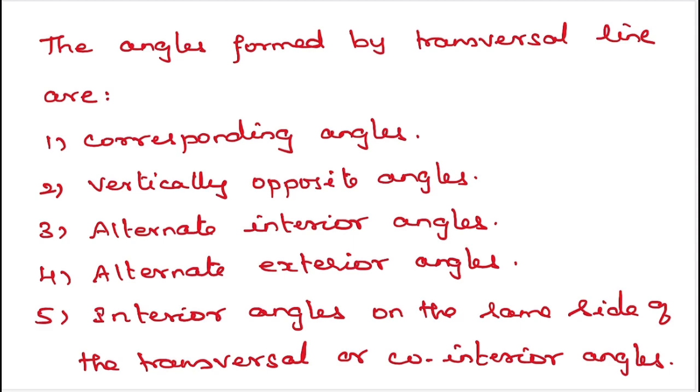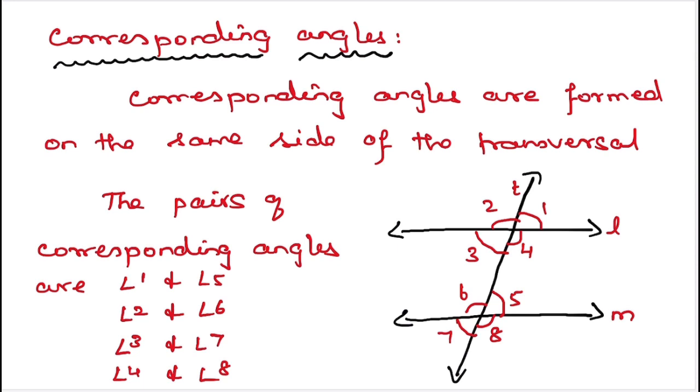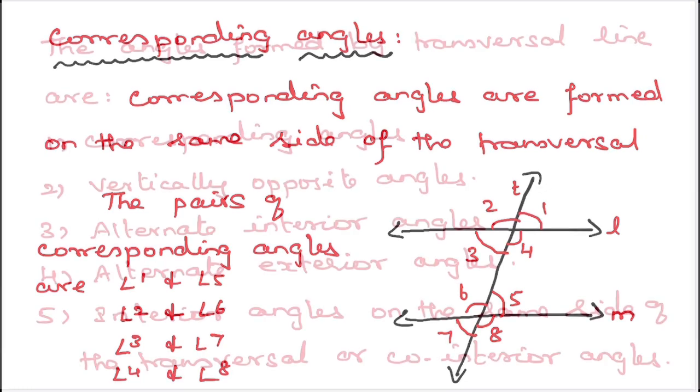First one, corresponding angles. Corresponding angles are formed on the same side of the transversal. That is, the angles in matching corners are called corresponding angles. That is, the pairs should be on the same side. For example, in this figure, the pairs of corresponding angles are angle 1 and angle 5, angle 2 and angle 6, angle 3 and angle 7, and angle 4 and angle 8.